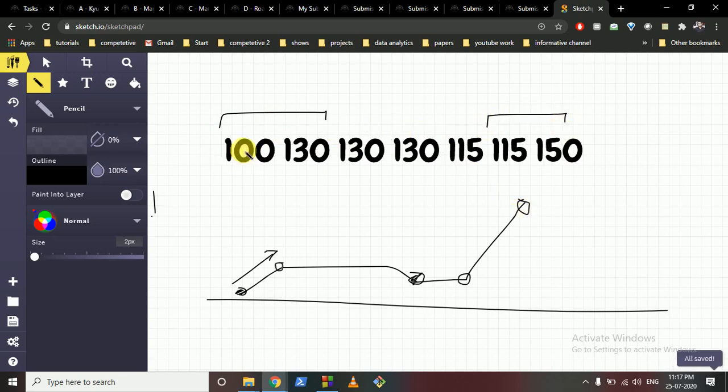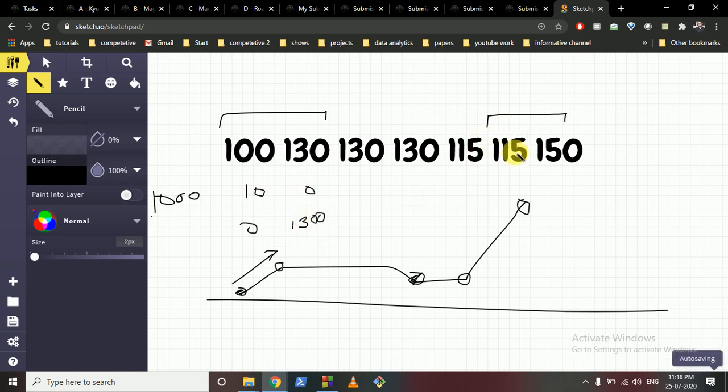Okay, so what you can do, you take 1000 rupees, buy as many stocks as you can on this day. So you bought 10 stocks and you have 0 rupees. Then on this day, you sell all the stocks, you have 0 stocks and you have 1300 rupees.